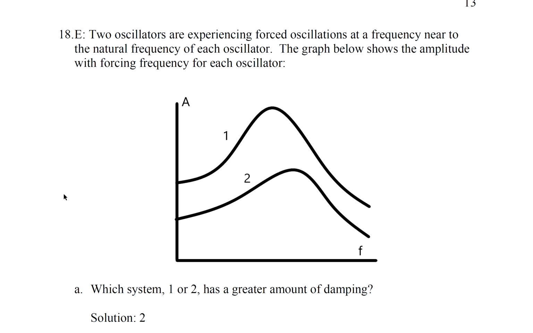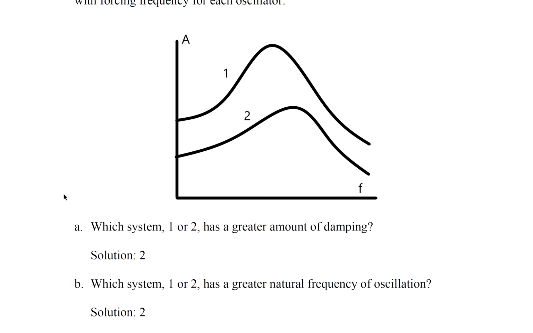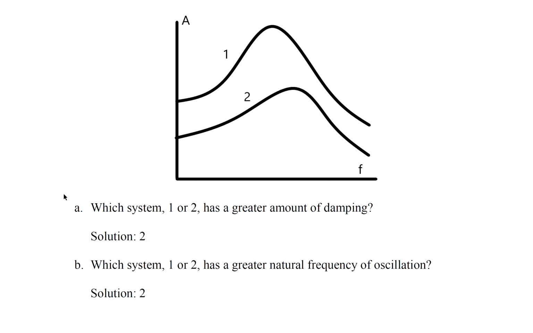Question 18. Two oscillators are experiencing forced oscillations at a frequency near to the natural frequency of each oscillator. The graph below shows the amplitude with forcing frequency for each oscillator. So there's two oscillators, and here are the graphs for both. Part A, which system, 1 or 2, has a greater amount of damping? It's 2 because it's lower. Part B, which system, 1 or 2, has a greater natural frequency of the oscillation? It's 2 because the peak is to the right.